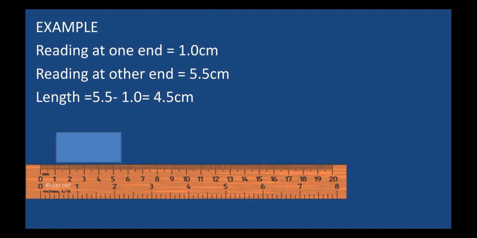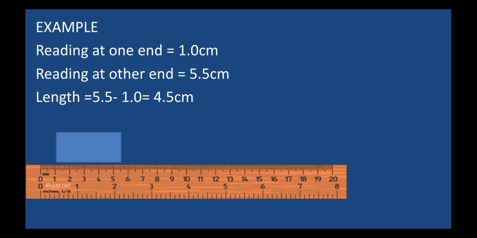Once again, let me explain this example. If your zero mark is damaged, do not start the measurement from zero. Rather, look for another full marking which can work properly as the starting point. In this example, I am not starting from 0. I am starting from 1, because my 0 is damaged and not clearly seen.